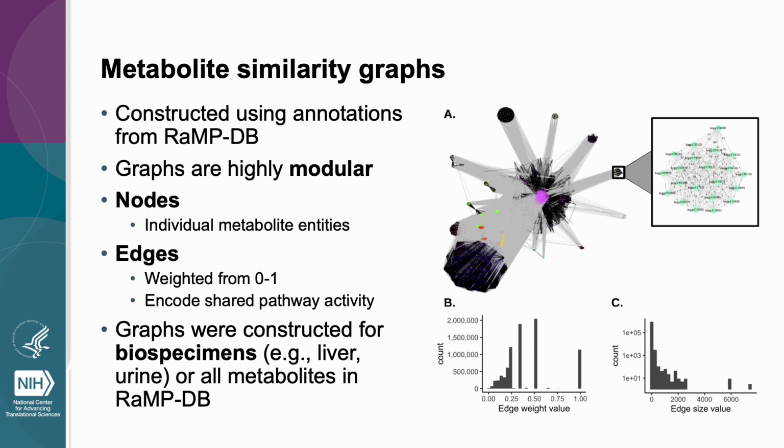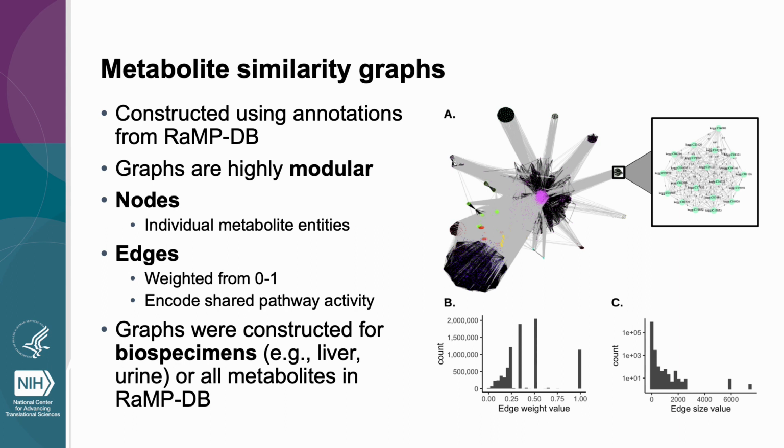To tackle these issues, we propose a similarity network-based approach. We constructed a variety of metabolite similarity network models that describe functional overlaps between metabolites within RaMP-DB. As one might expect, these networks are highly modular, with tight clusters of functionally related metabolites. In these graphs, nodes represent metabolites, while edges are weighted and encode the shared annotations between adjacent nodes.